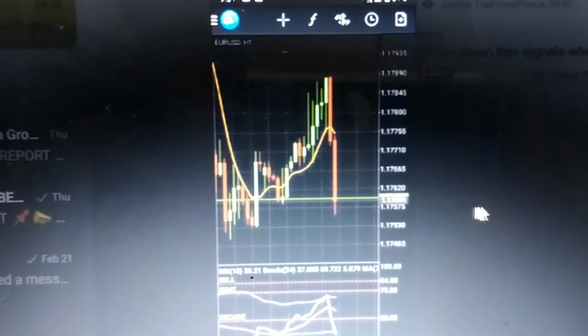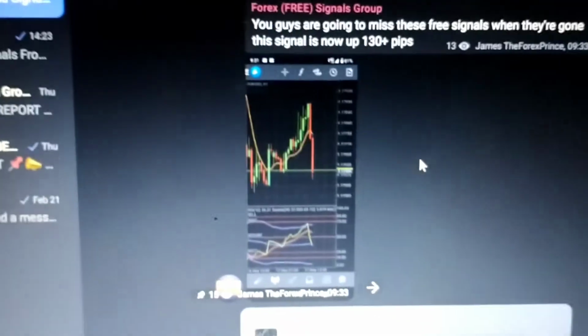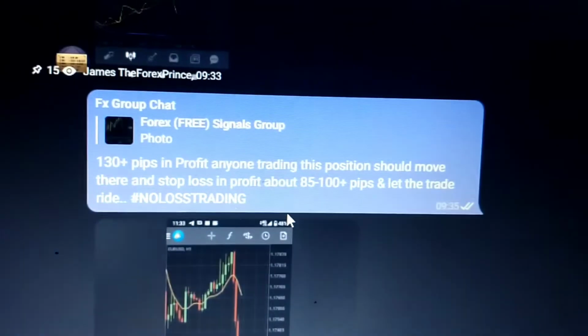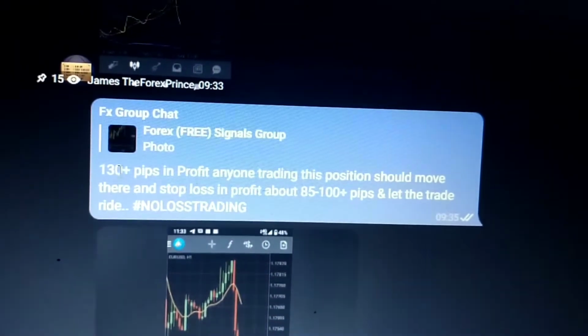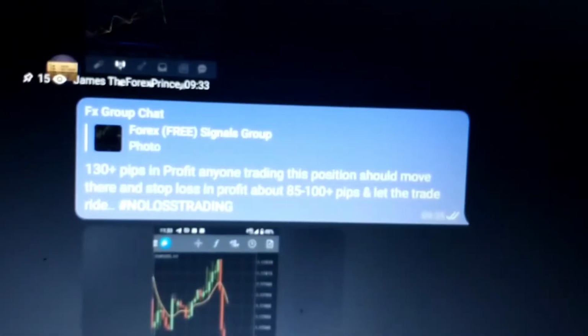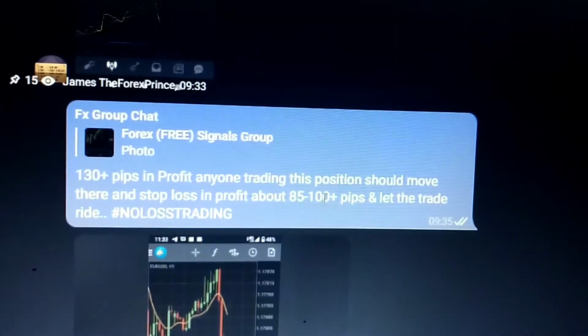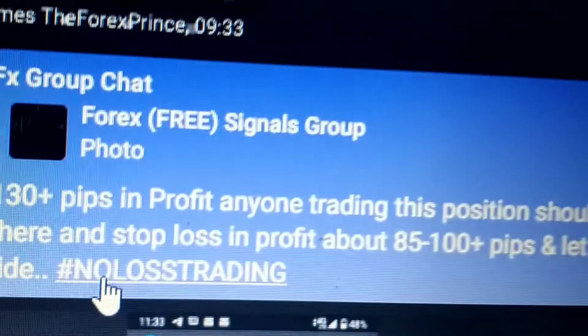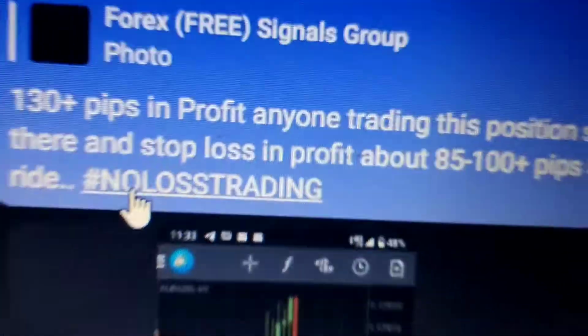It took off, man. It took off. Yeah, so that thing just took off. So I look, it's up 130 pips. We should be moving our stop losses to about 85 to 100 pips. Let the trade ride. No loss trade. Hashtag no loss trade. Hashtag no loss trading.